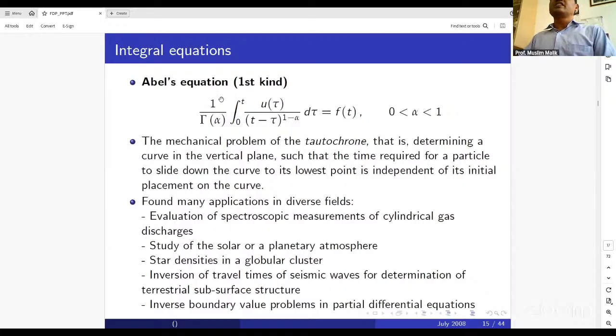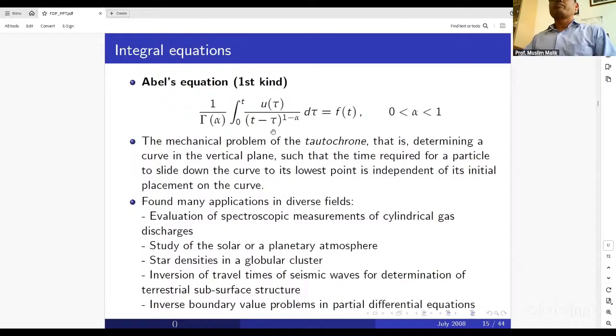We can replace this integral in terms of the fractional integral. Here u(τ) represents the particle position, and f(t) is the source, the outside force applied on this mechanical problem. This is the Abel integral equation of the first kind, the very famous Tautochrone problem, and it is nothing but the fractional integral. This problem was solved by Abel.